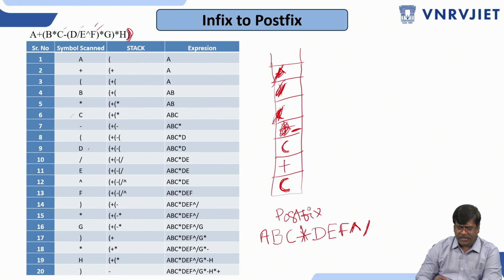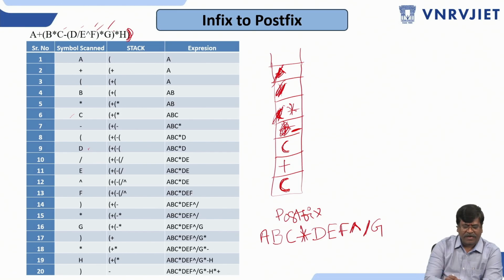The next operator is star. The existing top operator is minus. On top of minus, I can place star because the operator precedence for multiplication is greater than minus. So on top of the low precedence operator minus, I can place star here. The next symbol is G, that is an operand, which I need to add directly to the postfix.